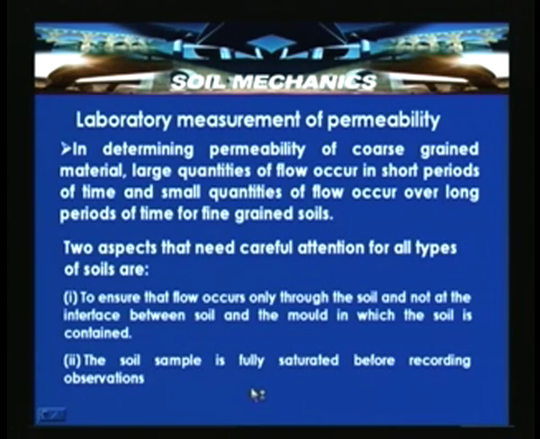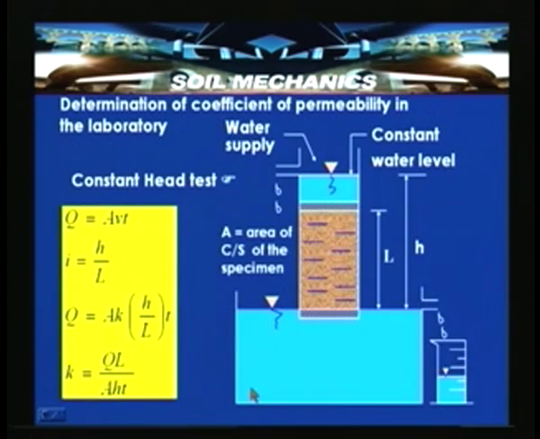So, one of the first methods for determining the permeability of relatively permeable soils, basically the soils which are coarse grained in nature, is the constant head permeability test. The setup for this is explained in this slide.